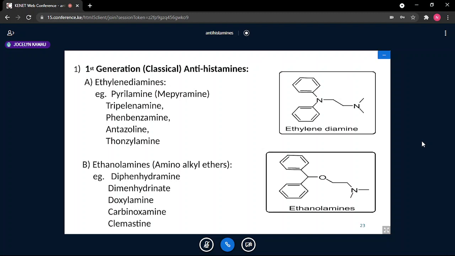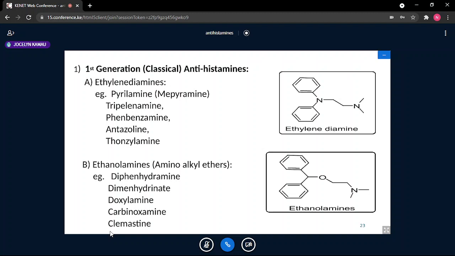You can see the structure of pyrilamine. Pyrilamine is the first one. You can see the structure also of methylpyridine, tripenamine, donzelamine, and antazoline. All those structures have been drawn for you. So those are some of the examples.